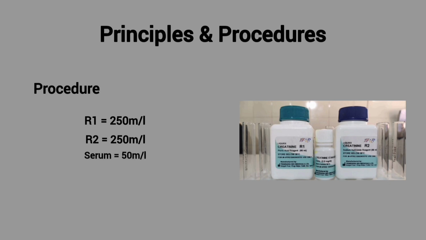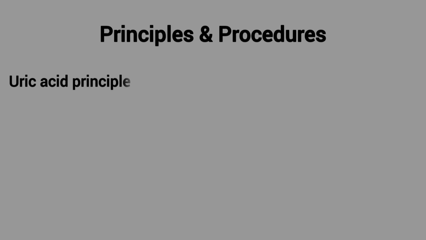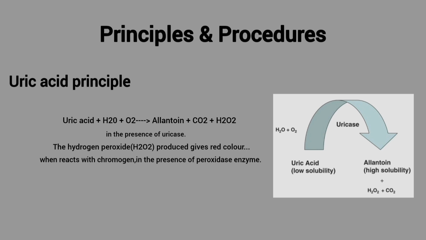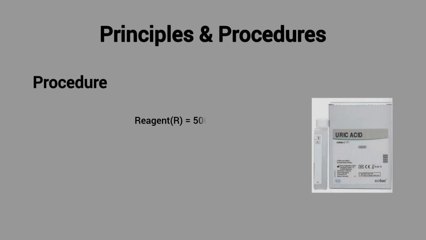Uric acid principle. Uric acid plus water plus oxygen will give us allantoin plus carbon dioxide plus hydrogen peroxide in the presence of uricase. The hydrogen peroxide produced gives a red color when it reacts with chromogen in the presence of peroxidase enzyme. The intensity of that red color is proportional to the amount of uric acid in the sample. In the procedure, reagent is required in 500 microliters and serum is required in 10 microliter amounts.